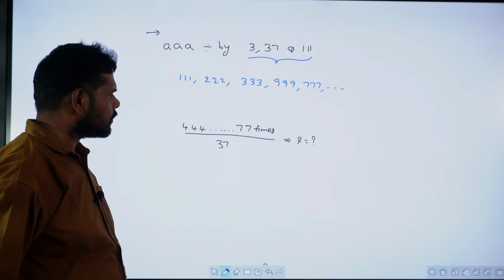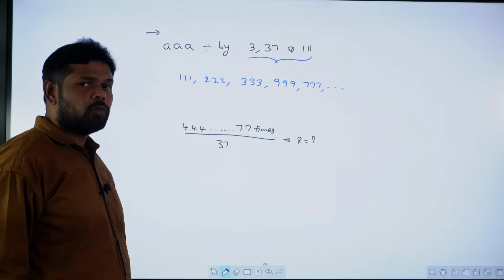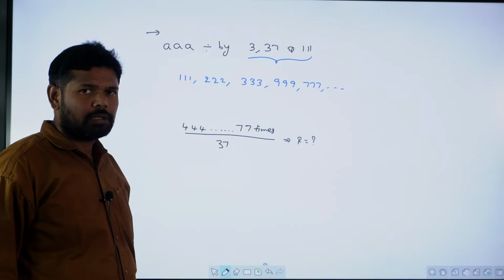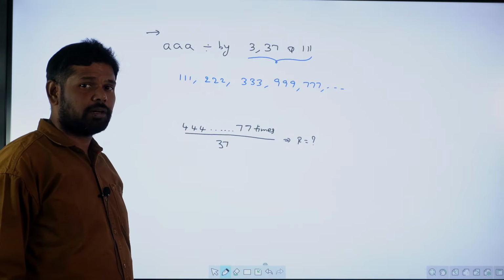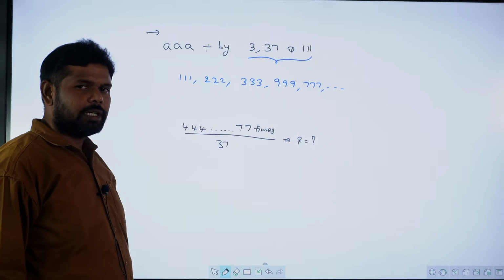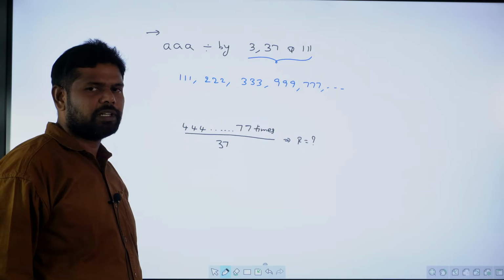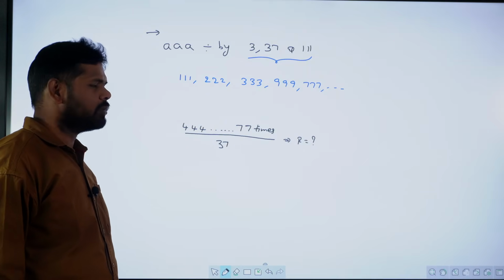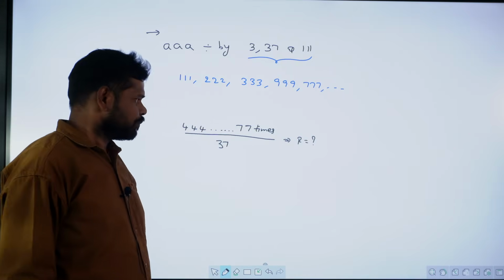Question. So how are they going to frame it? A digit 4 is repeated 77 times to form a number. That number is divided by 37. What is the remainder? Like that they are framing the question. A number is formed entirely of 4s by writing it 77 times, then it is divided by 37. What is the remainder?